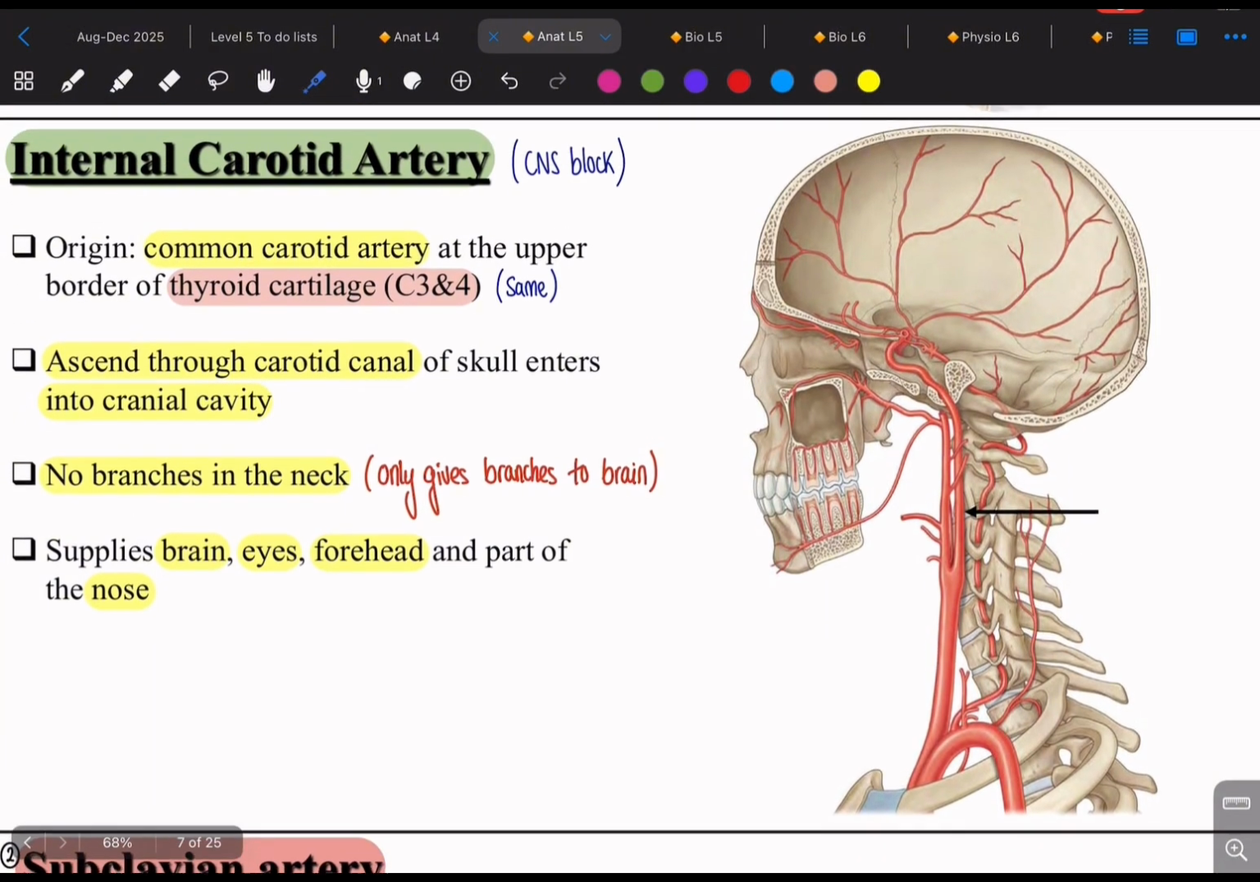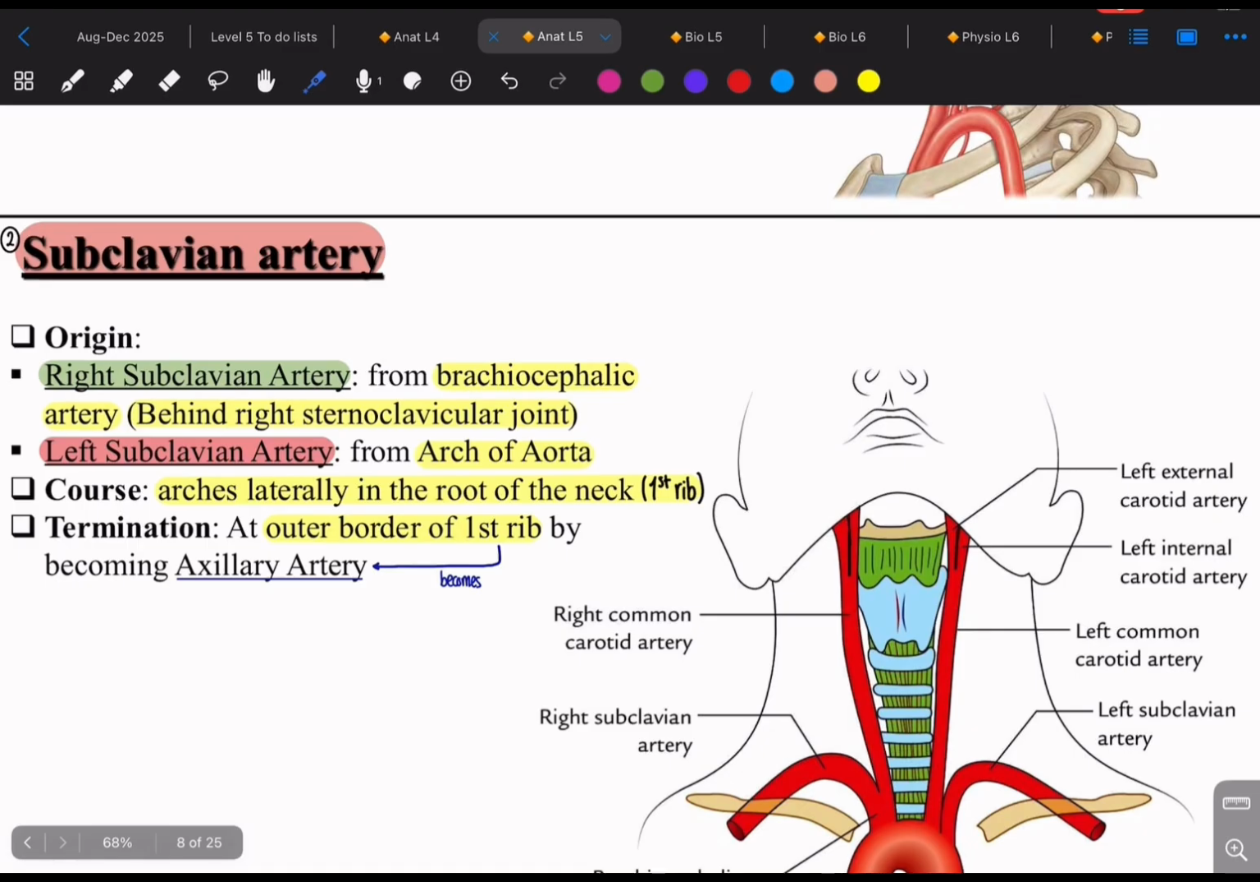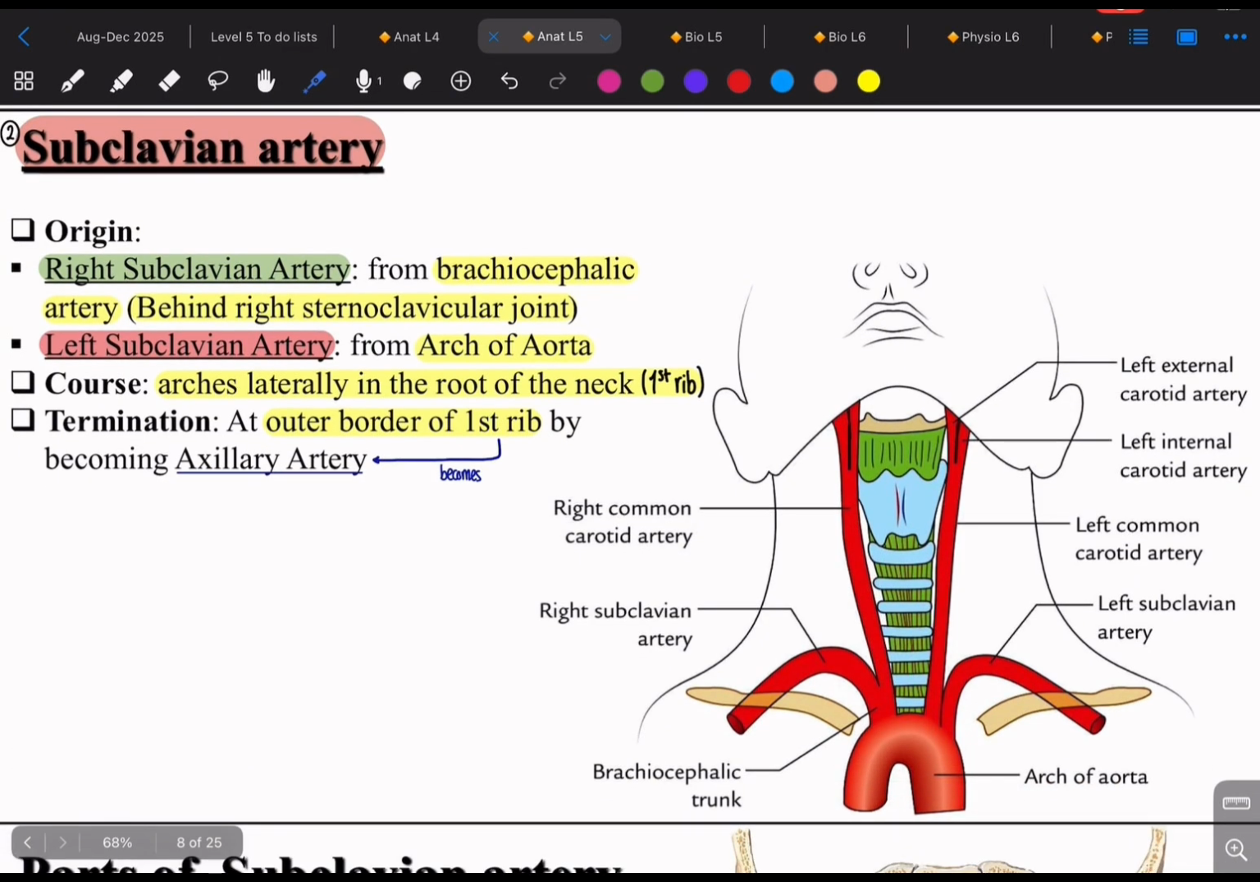So we're done with the carotid artery. Now let's move to the subclavian artery. For the subclavian artery, we have right and left subclavian artery, just like the carotid.